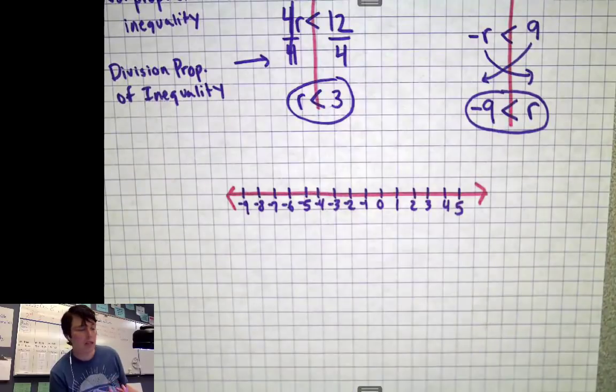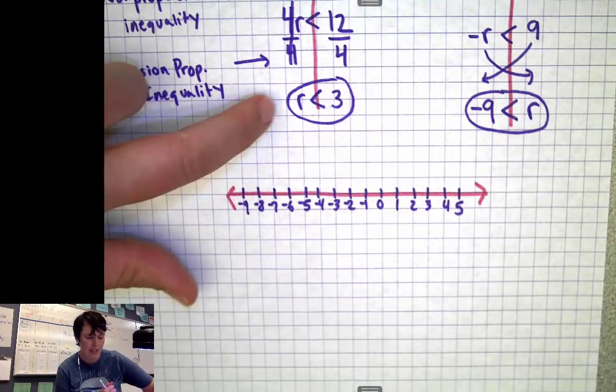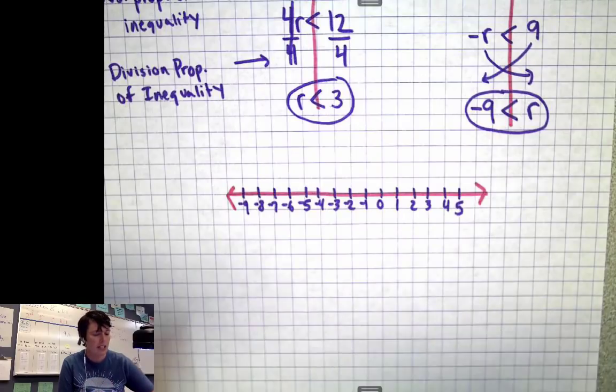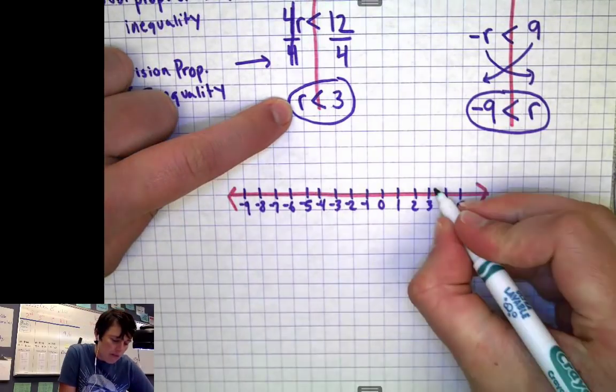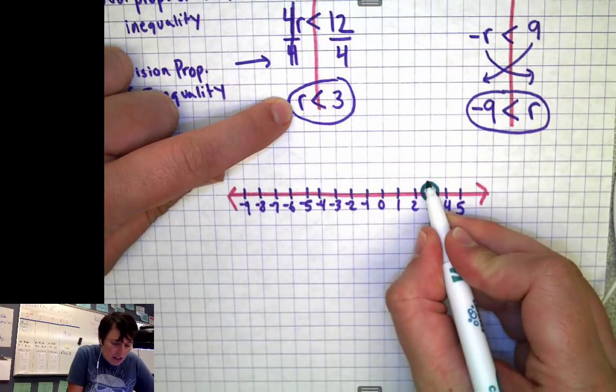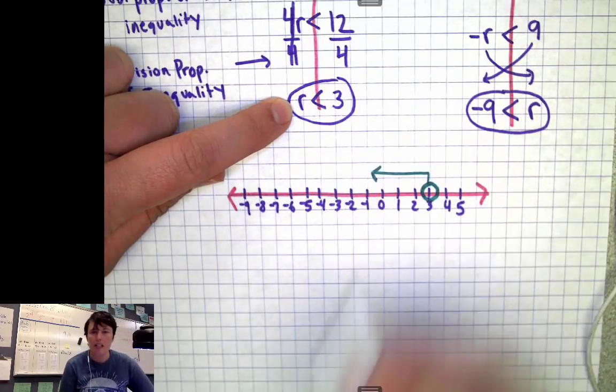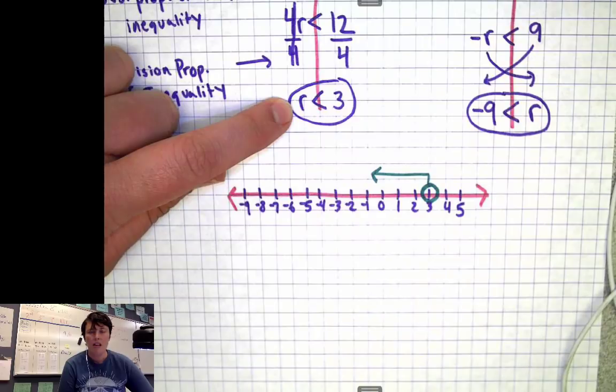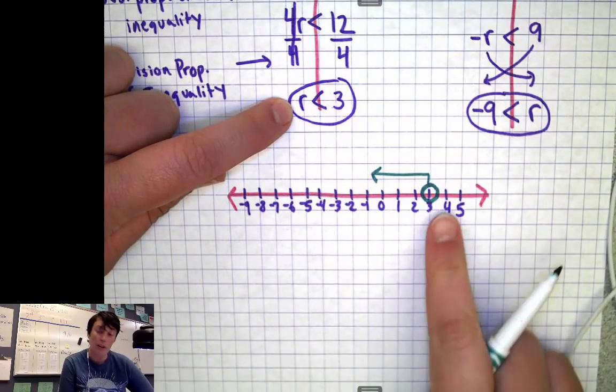And then what I'm going to do is focus on those two numbers. So let's start with r is less than 3. R is less than 3 means circle 3. It's less than, so we are talking this direction, the less than direction. And it's not equal to, so I'm going to leave it empty.